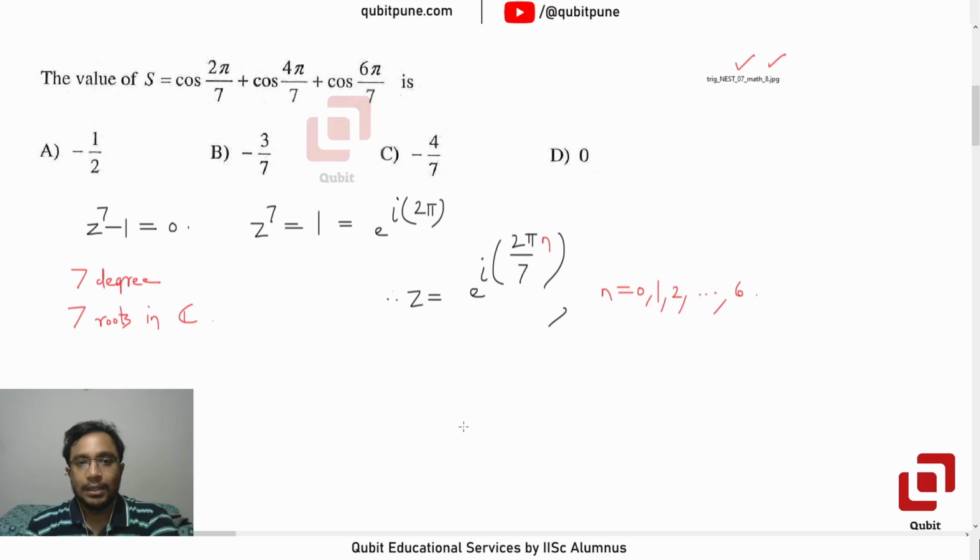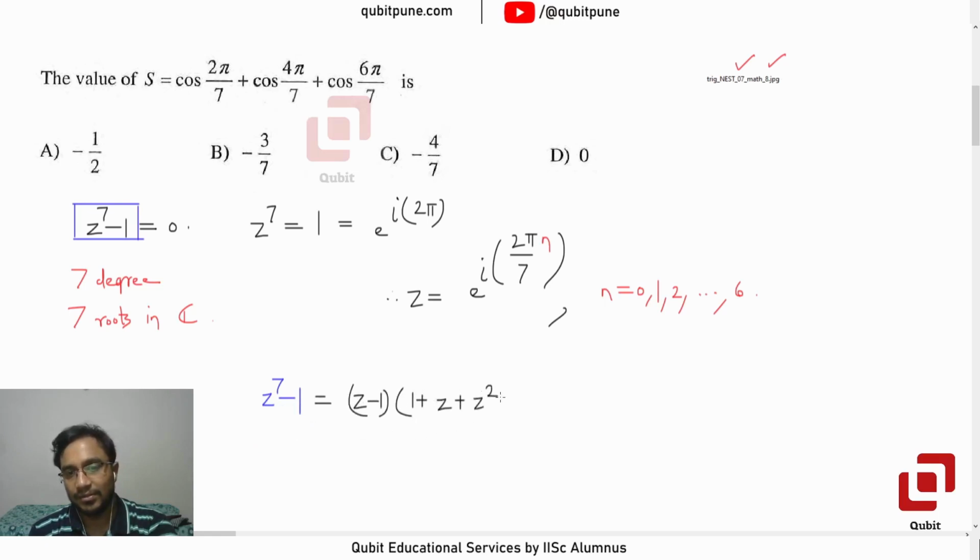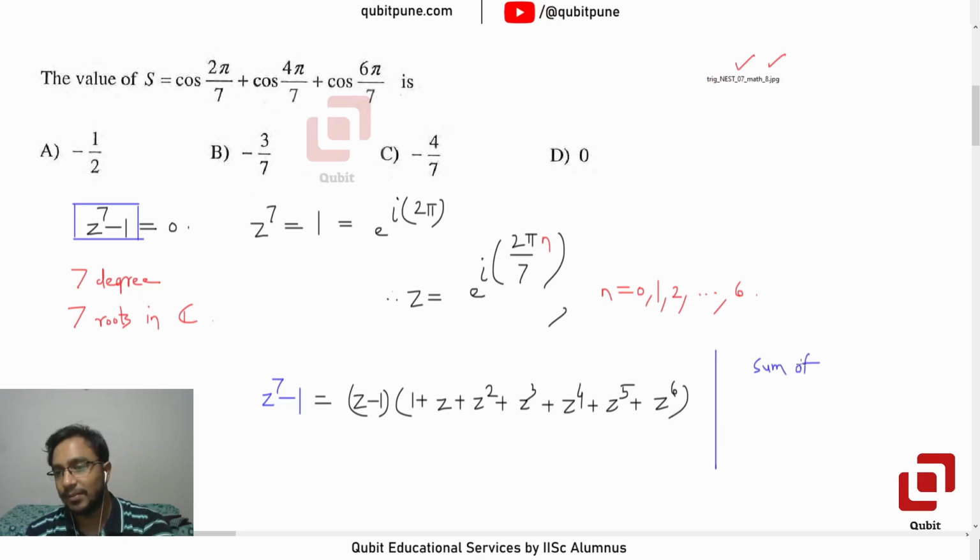Now let us also consider the factorization of this. What will be the factorization of z^7 − 1? It will be (z − 1) into (1 + z + z² + z³ + z⁴ + z⁵ + z⁶). If you do not know this formula, you can also arrive at the same by considering the sum of first n terms of a GP.